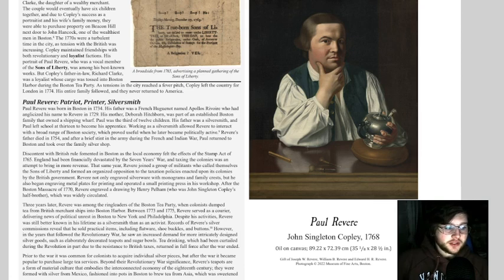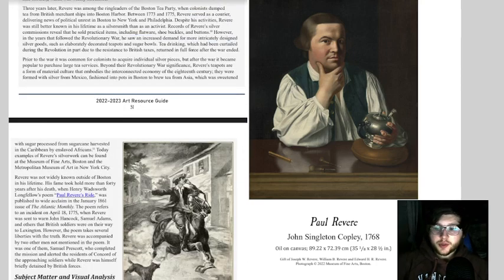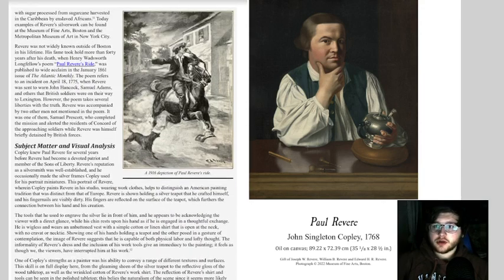Beyond the Revolutionary War significance, Revere's teapots are a form of material culture that embodies the interconnected economy of the 18th century. They were formed from silver from Mexico, fashioned into pots in Boston, and brewed tea from Asia, which was sweetened with sugar processed from sugarcane harvested in the Caribbean by enslaved Africans. Today, examples of Revere's silverwork can be found at the Museum of Fine Arts in Boston and the Metropolitan Museum of Art in New York City.